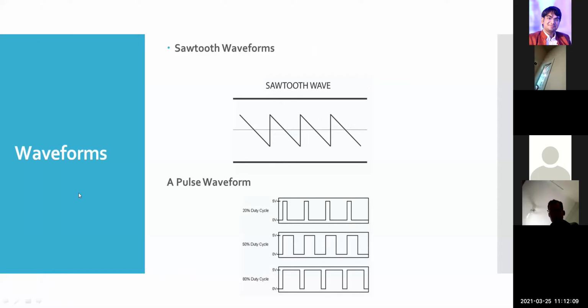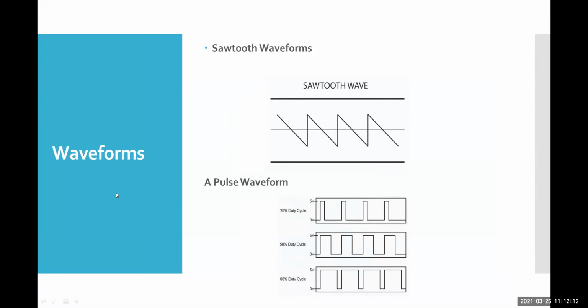Yes, Ravi. Where did you see the duty cycle? I can't see the duty cycle. Can you tell me? Oh, in the pulse. Yeah, right. In the pulse wave downside, there is a 20% duty cycle, a 50% duty cycle, and then an 80% duty cycle. This is based on the maximum rise of the signal.